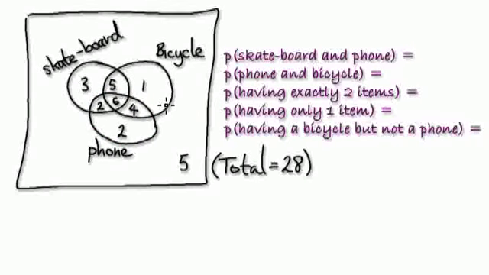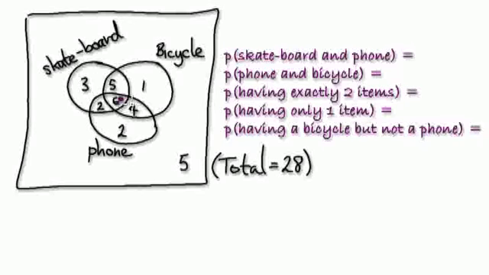Okay, so if I were to pick out one person at random from someone in your class, what is the probability of that person having a skateboard and a phone? Okay, and second question here, I'm going to pick out someone at random. What is the probability of that person having a phone and a bicycle? Third question here, I'm going to pick out someone. What is the probability of that someone having exactly two items?